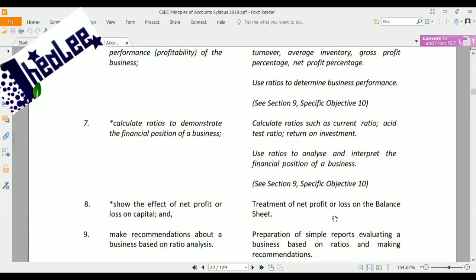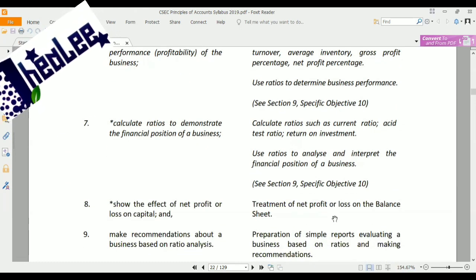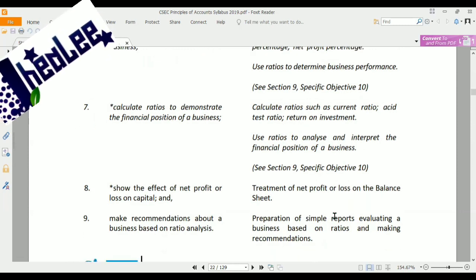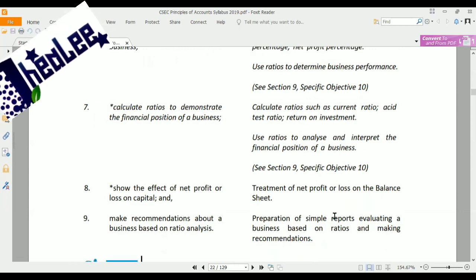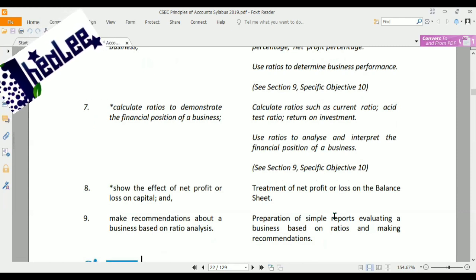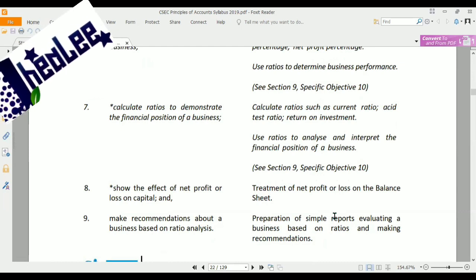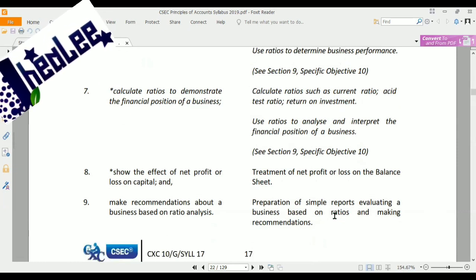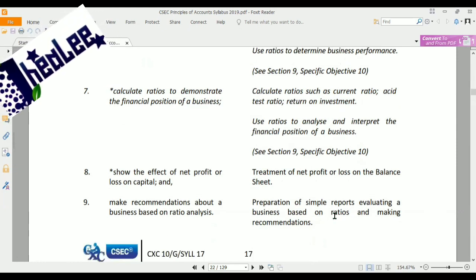Right? Number 8, show the effect of net profit or loss on capital. Now, in your balance sheet, please note that your net profit, your net income basically increases your capital, while the loss will decrease your capital. That is the effect that they're talking about. And they may ask you to show the calculation too.